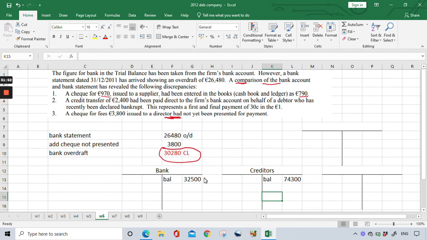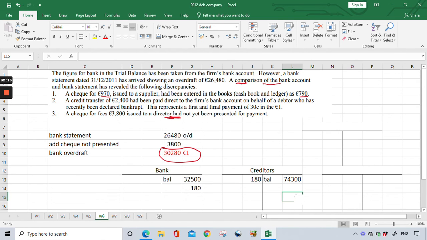Our bank balance has only gone down by 790. It should have gone down by 970. So it's got to go down by another 180. So basically, we're going to debit creditors 180, and we're going to credit bank, because we've debited here, we're going to credit bank 180.